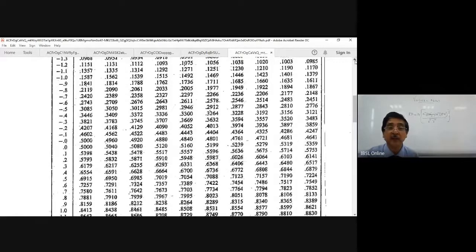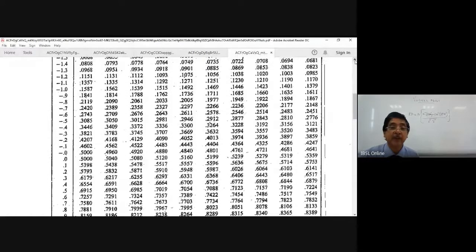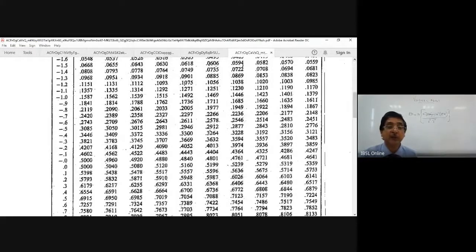0.15 is the value you need. But unfortunately, you can't find 0.15 exactly here. But you can get a value which is close to that. Now you have 0.1515 and 0.1492. It is in between that.